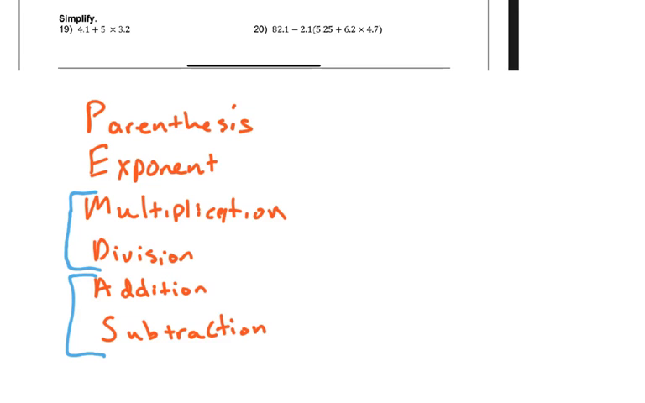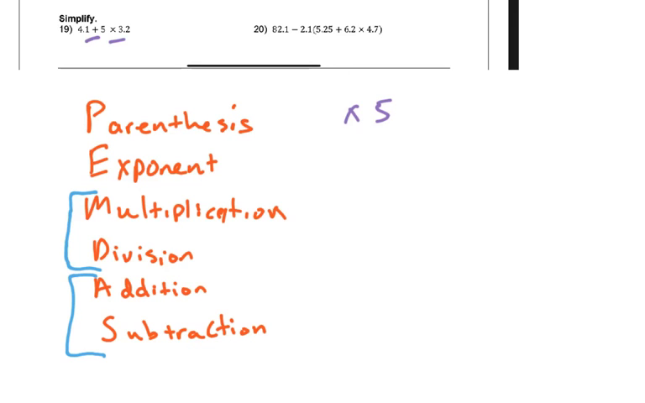So let's apply this. If we look at number 19, you see that first they have 4.1 plus 5 times 3.2. You have to do 5 times 3.2 first. You cannot do 4.1 plus 5. Most students read left to right and then just want to add or multiply as they go across, and that is not correct. So we have to first do 5 times 3.2.